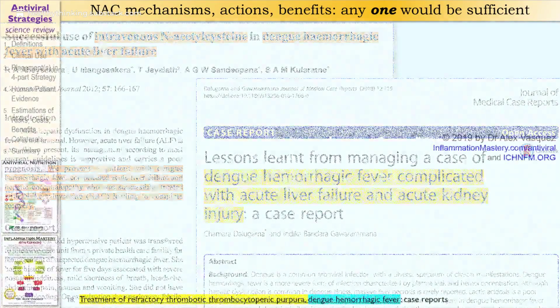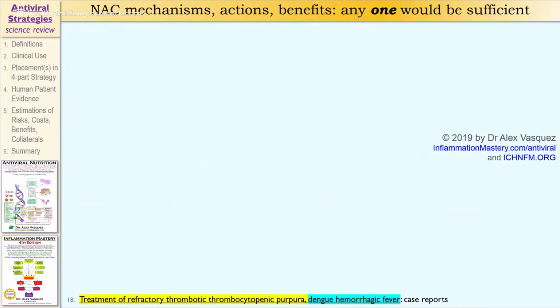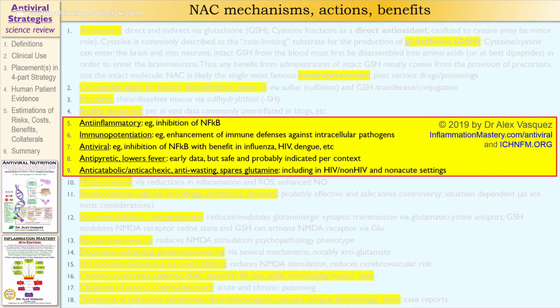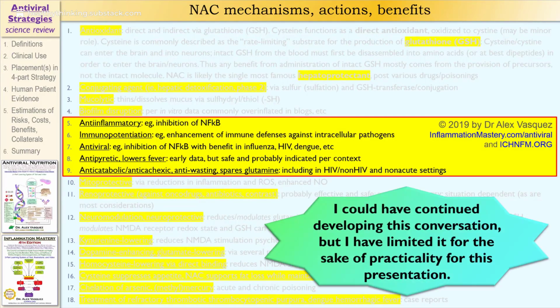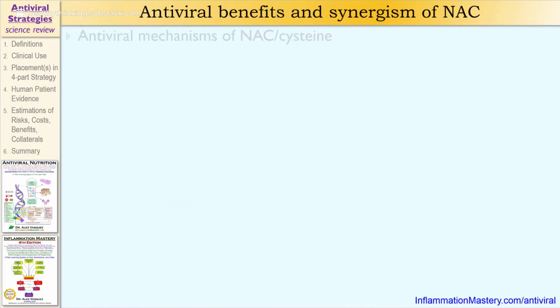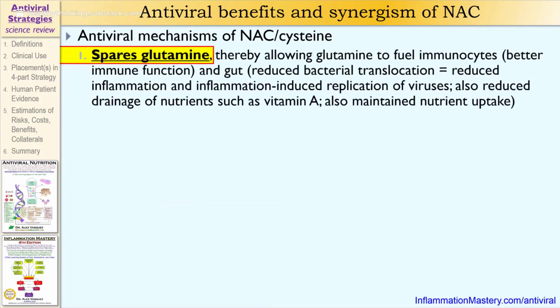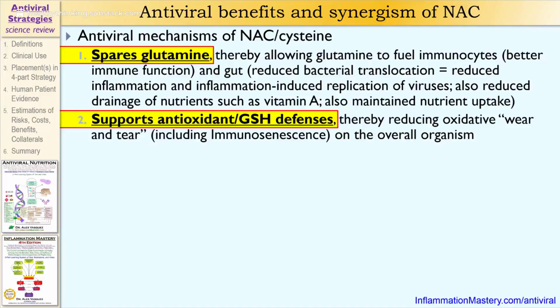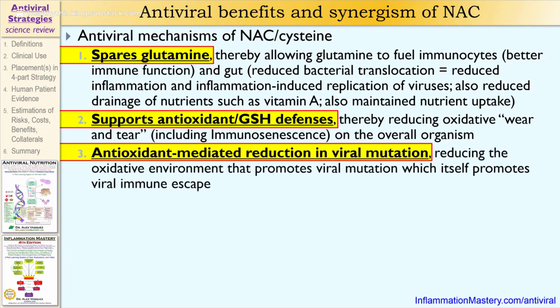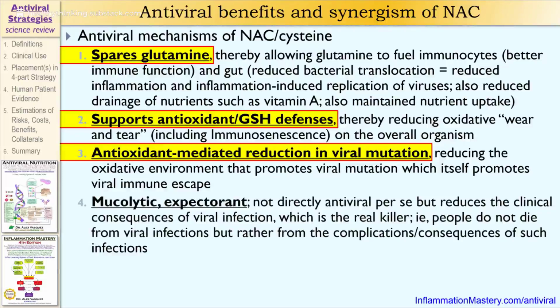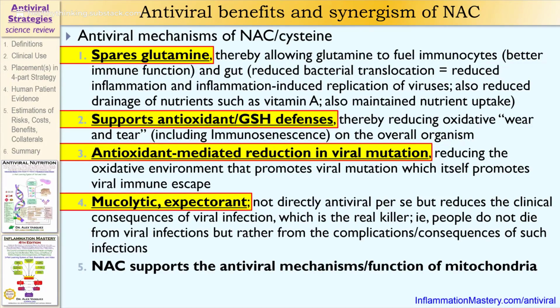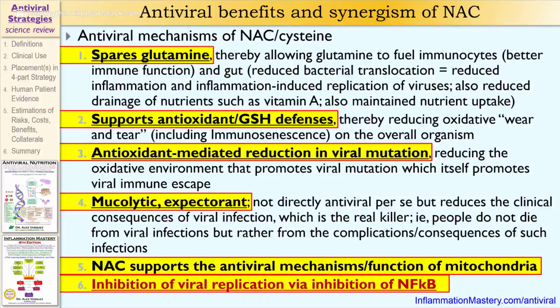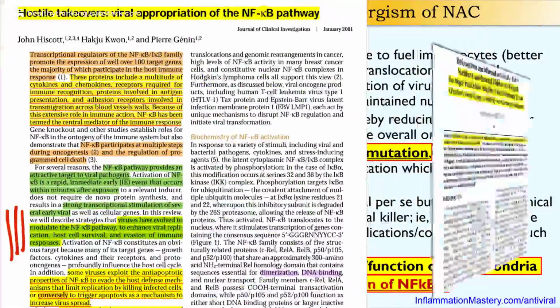So among that list of 18 benefits of acetylcysteine, I'm going to focus on the 4 that are mostly relevant for the treatment of viral infections. As I just mentioned, I could have gone on, but I am trying to limit this for the sake of practicality. Antiviral mechanisms of NAC and cysteine include the fact that it spares glutamine. It also supports antioxidant and glutathione defenses. It helps to reduce viral mutation. It's also mucolytic and expectorant. NAC also supports the antiviral mechanism and function of mitochondria, and specifically, it helps to block the NF-kappa B pathway.